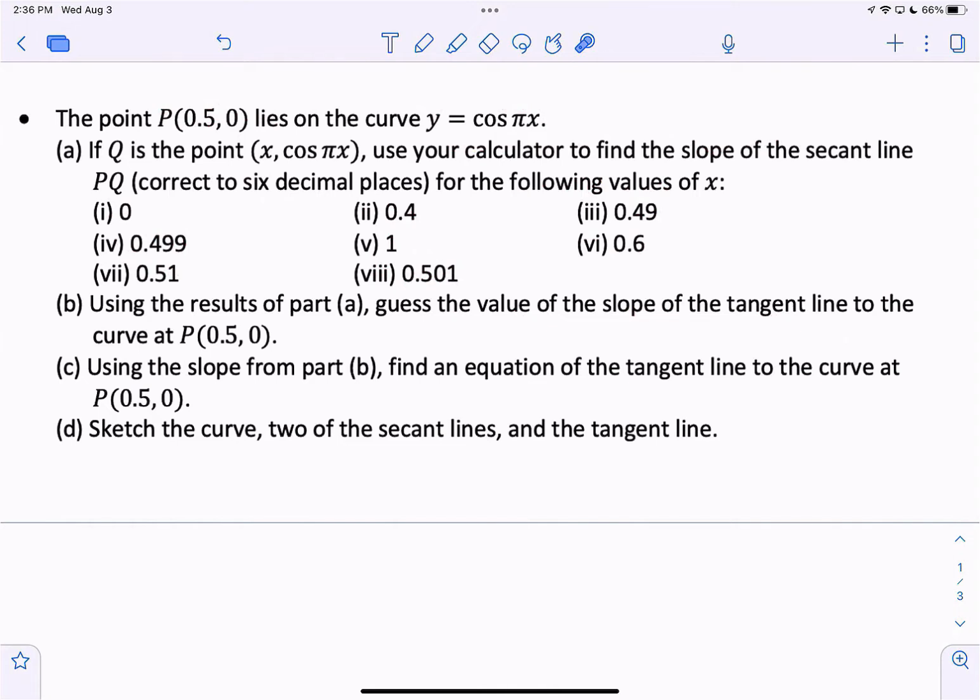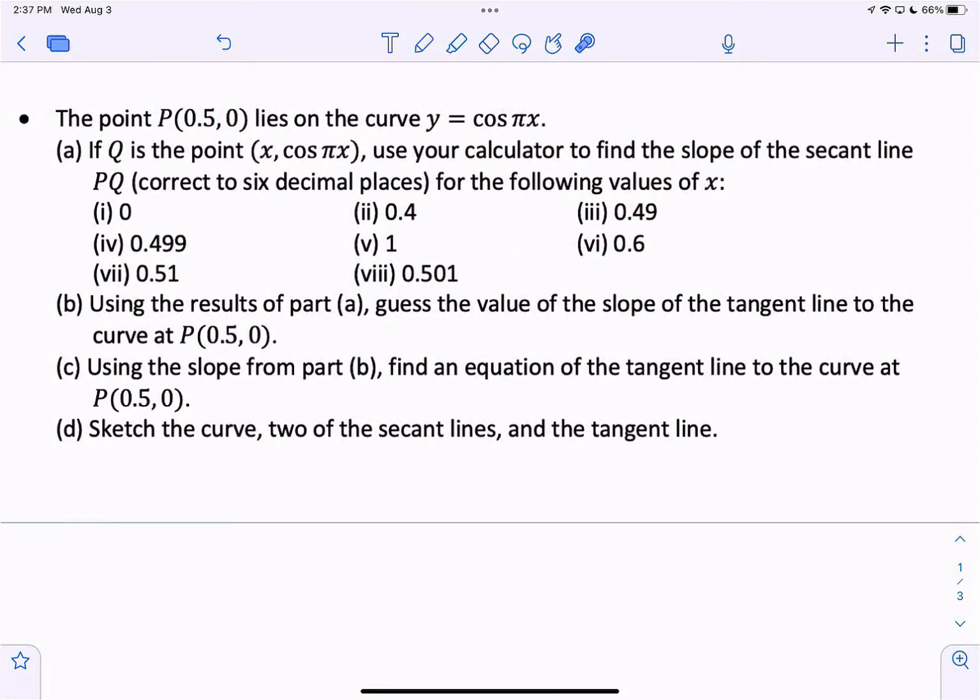And what we're asked to do is consider various points that we're going to call Q that have x coordinates of 0, 4/10, 49 hundredths, 499 thousandths. You might notice that those are approaching 1/2 from the left, from below 1/2. And then 1, 6/10, 51 hundredths, 501 thousandths. Those are approaching 1/2 from the right, or from numbers above 1/2.